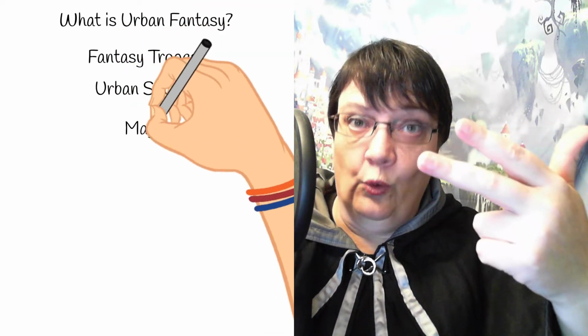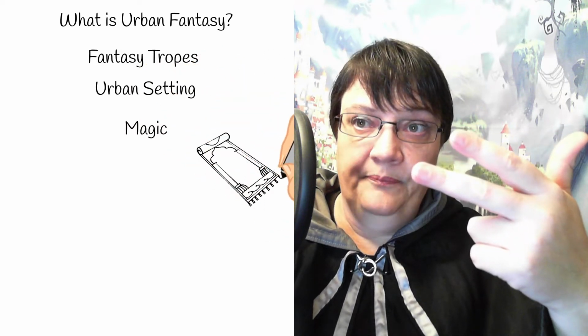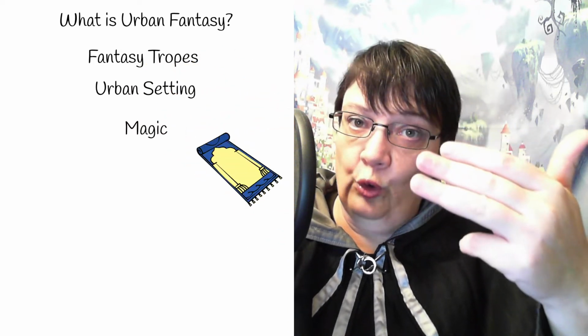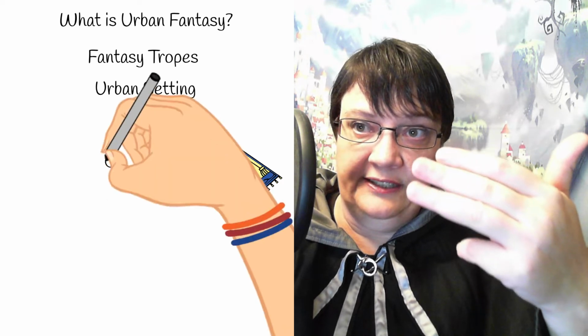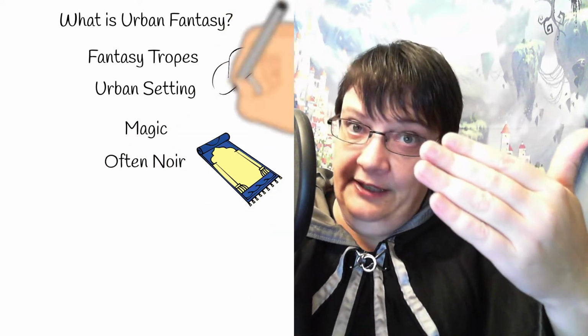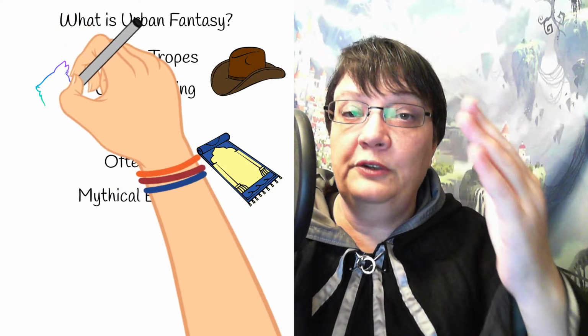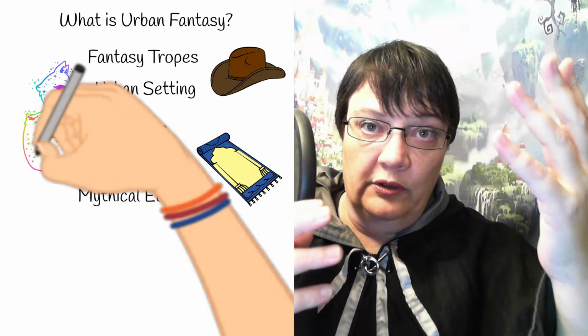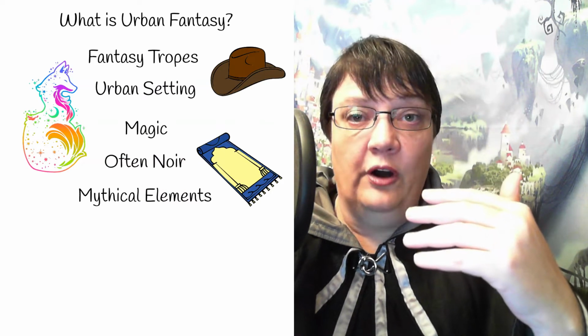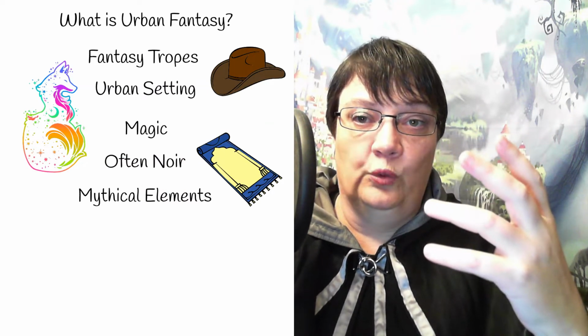Typically, you identify urban fantasy by its use of fantasy tropes, its urban setting, there must be magic or other fantastical elements. It's often, but not always, a noir kind of setting and feeling. There should be mythical creatures, and normally your protagonist is both a normal and part of the fantastical world.